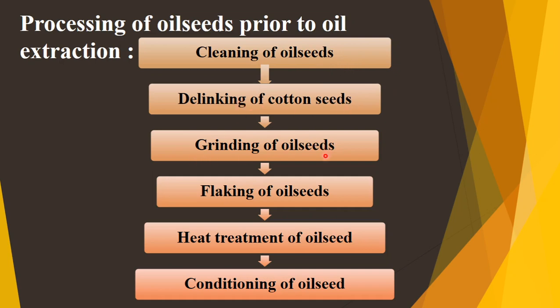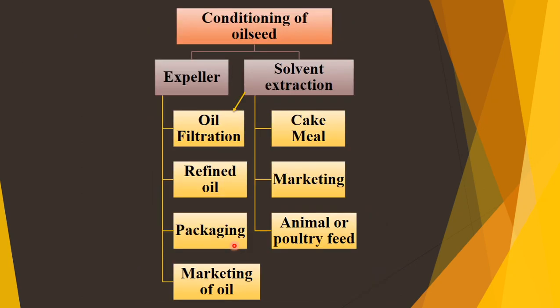then grinding of oil seeds, flaking of oil seeds, heat treatment is given, then conditioning. After that conditioning, they are sent to the expeller or solvent extraction. After processing through the expeller, filtration of oil takes place in order to remove the impurities or other residues. Then we get a refined oil which is clear and pure. That clear oil is packed and sent to the market for selling.